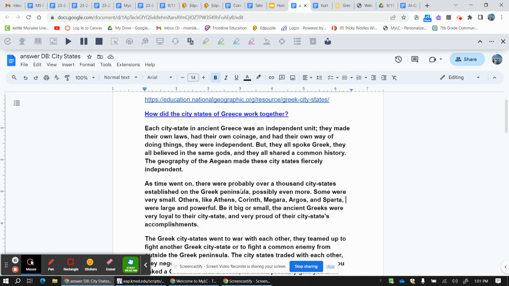Now, in this article, there are several things that jump out at me, but I'm focusing on how the city-states of ancient Greece worked together. Now that I've read through it, I'm going to go through and look for who, what, why, where, when, and how, and pull those things out. But the most important thing, my how, is going to be how did the city-states work together?